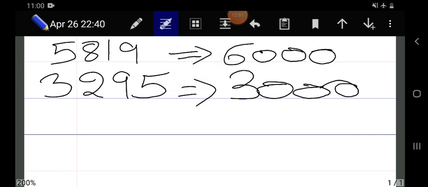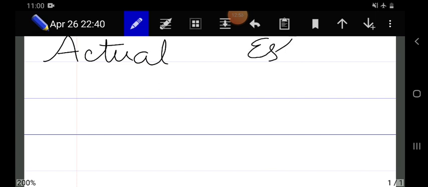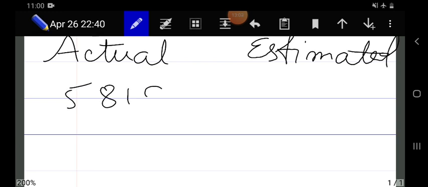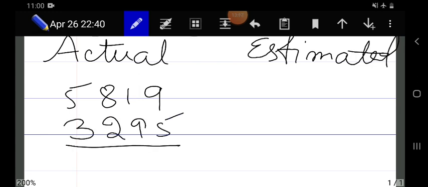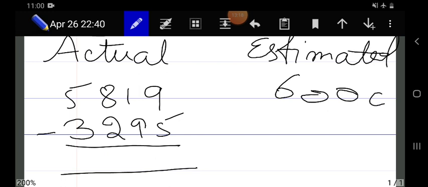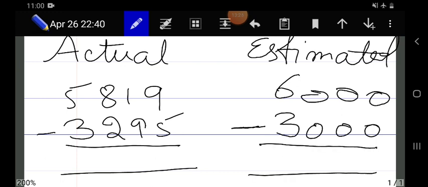Now I'll show you how you will do it in the notebook. First of all you will write the actual and then the estimated. The actual was 5,819 and 3,295, and the difference. Then as we have done, 5,819 was estimated to 6,000 and 3,295 was estimated to 3,000. Now we will find out the difference.